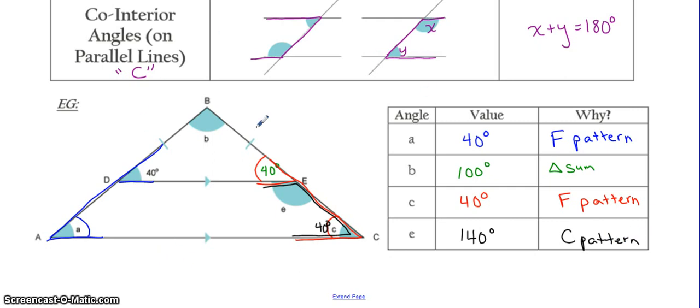So those are the angle relationships you're required to know, and you might get examples like this where you have to figure out the values, but you also have to make sure that you can justify why you get those certain values.